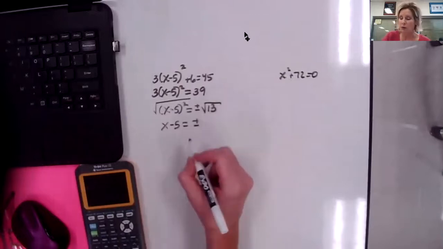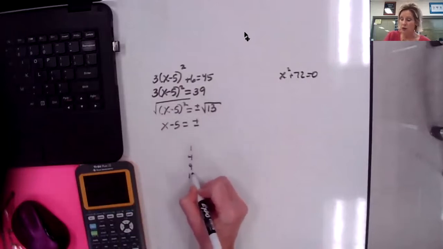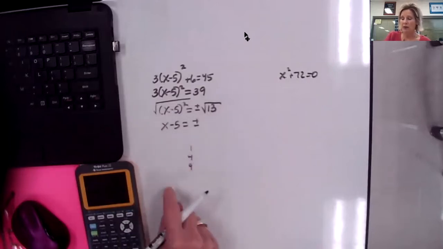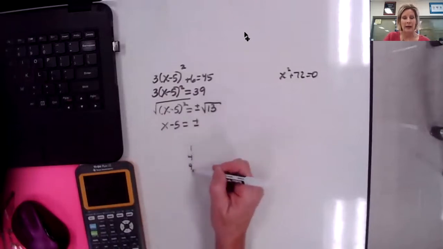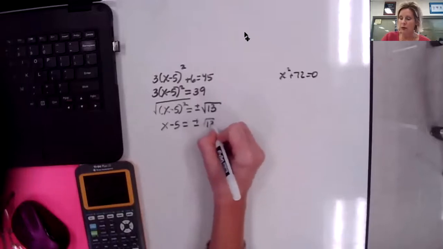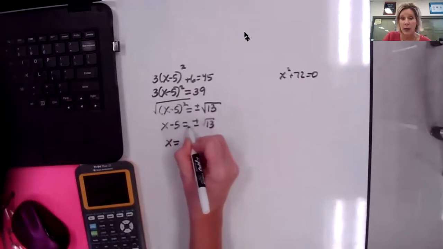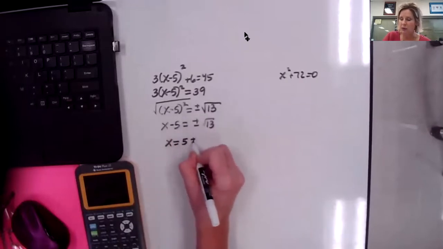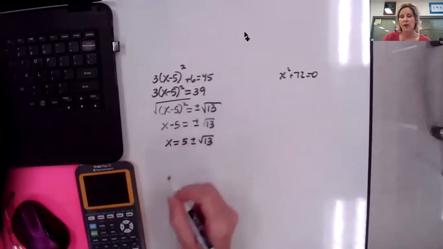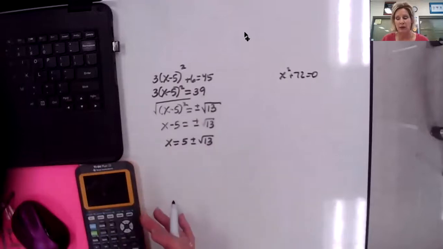If you think about your perfect squares, you've got 1 squared, 2 squared, 3 squared, 4 squared. So the only perfect squares less than 13 are 1, 4, and 9. None of those go into 13. So you don't do anything with that. So to isolate x, you just add the 5 over between the equal sign and the plus or minus. So 5 plus the square root of 13 is one answer. 5 minus the square root of 13 is the other. It's 2 different real answers, and they are conjugates of each other.